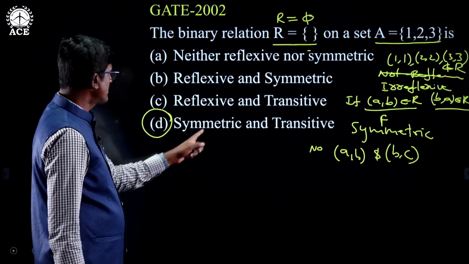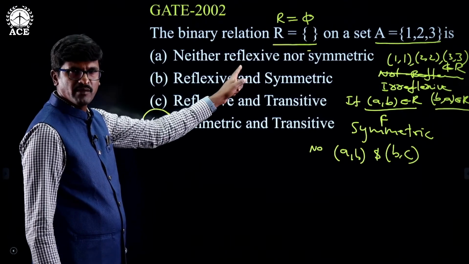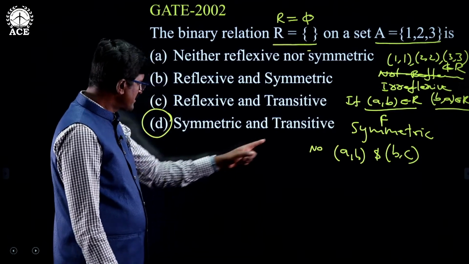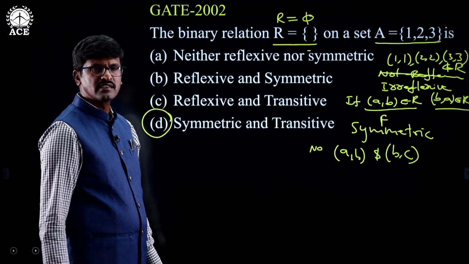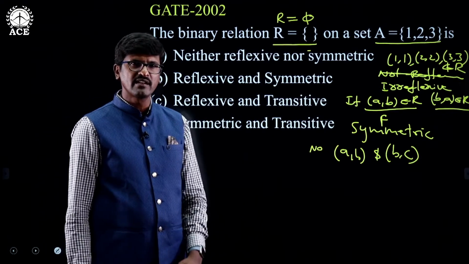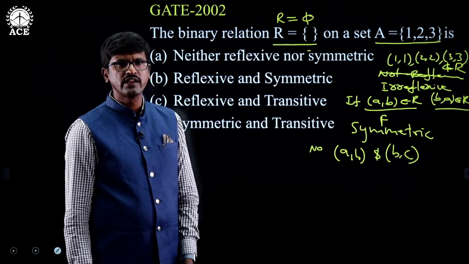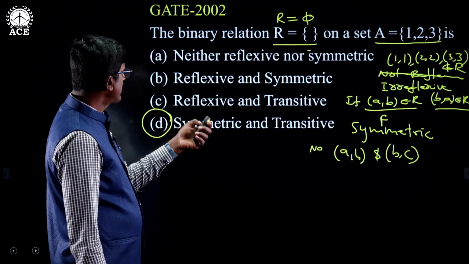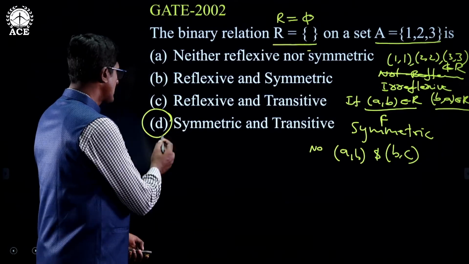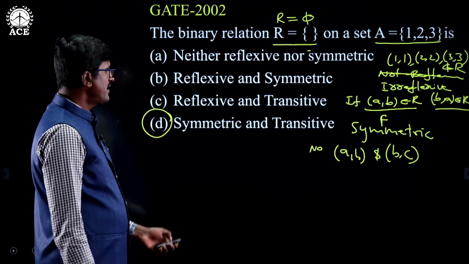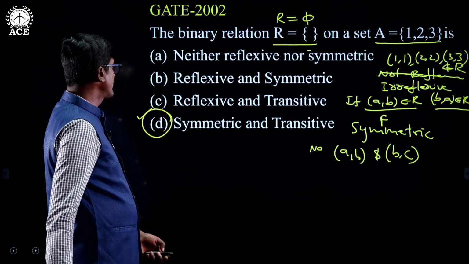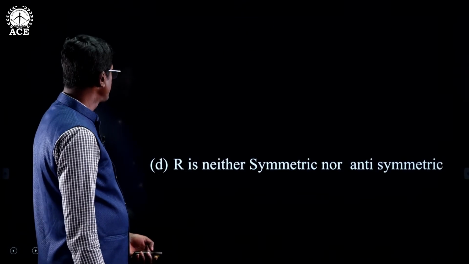Why is it symmetric? There is no (A,B). If (A,B) is there, then you need to think of (B,A). Similarly, here there is no (A,B) and (B,C). If they are not there, then there is no need of thinking about (A,C). Therefore, the empty relation they have given is a symmetric relation and a transitive relation. The correct option for the given problem is D.